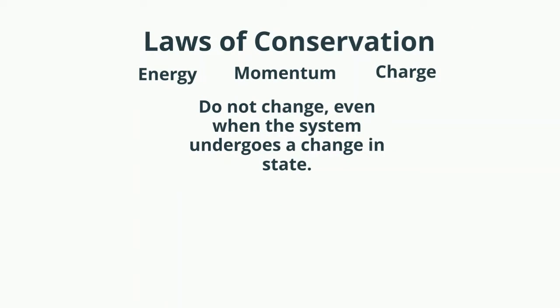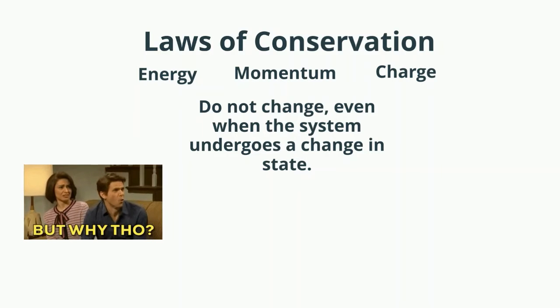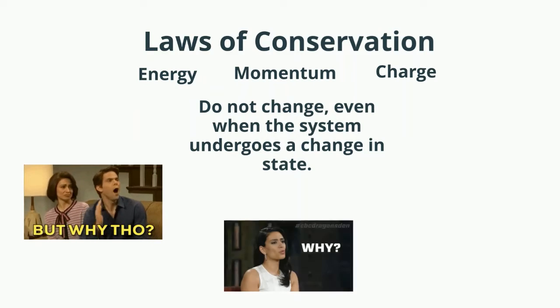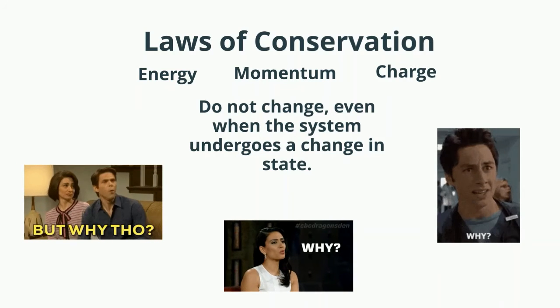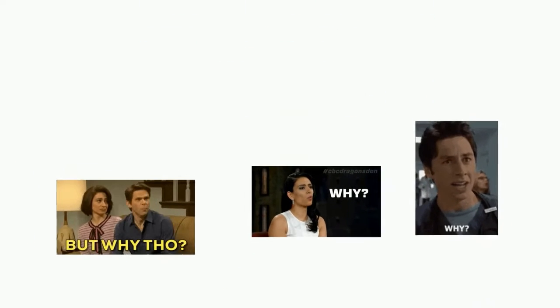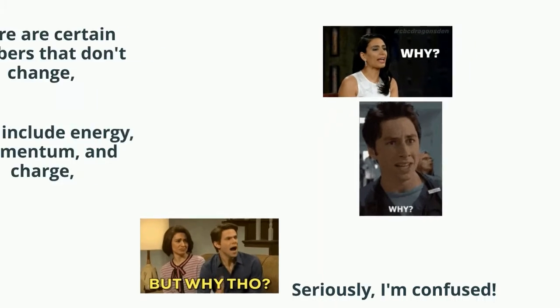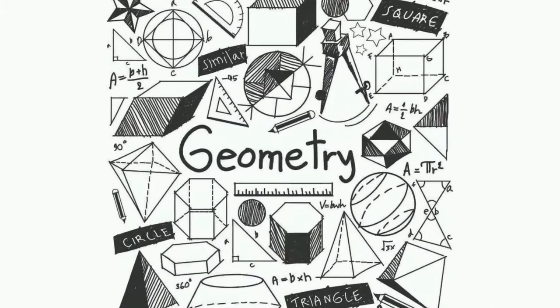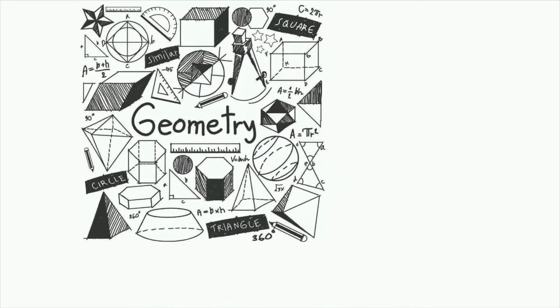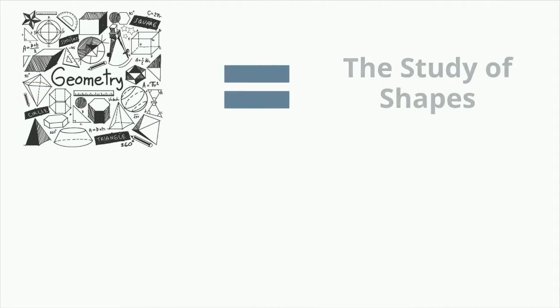Introduced in this way, the laws of conservation seem essentially arbitrary. You're probably thinking, why can't these numbers change? Both in the sense, why are there any numbers in nature that don't change, and why are they these specific numbers? It turns out that the answer to this question has everything to do with something you probably learned about in elementary school: geometry. Very broadly speaking, geometry is the study of shapes.